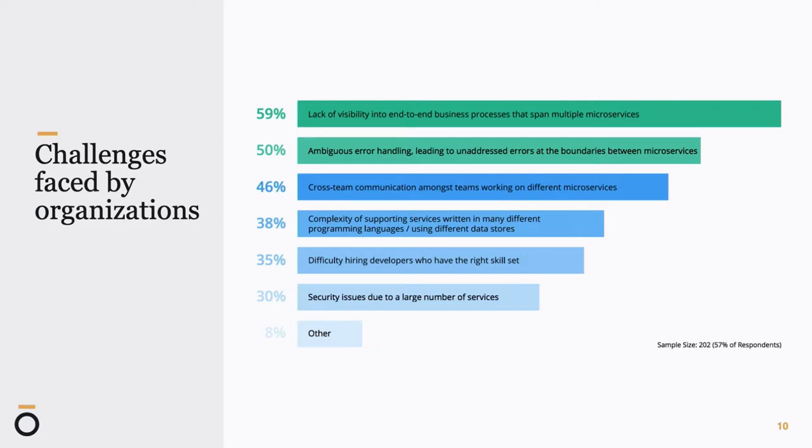But communication between teams is always difficult. Doesn't matter what the organization is. And the top three problems are actually very closely related. So if you imagine an action or a business process that needs to span, let's say, 10 services, then all of the problems described are very, very likely to occur.